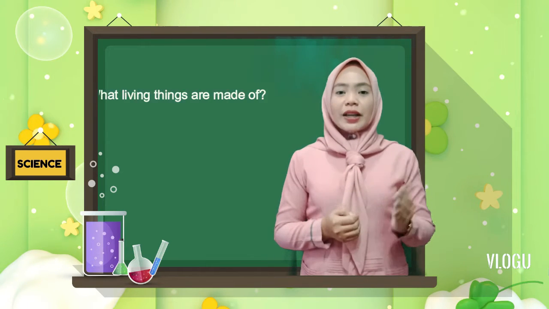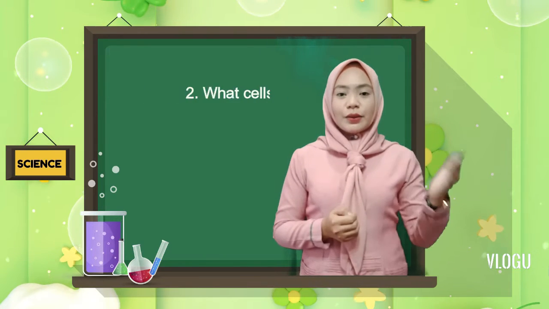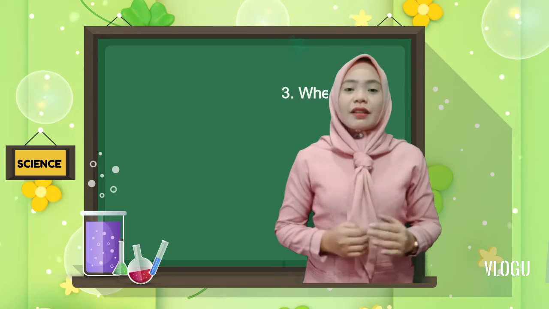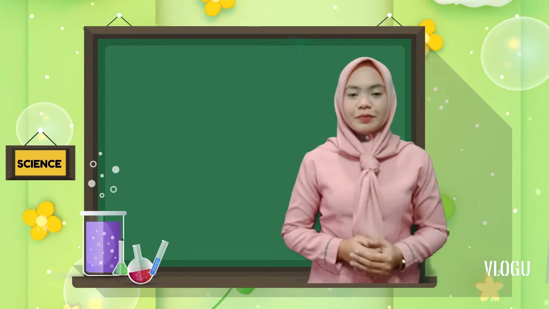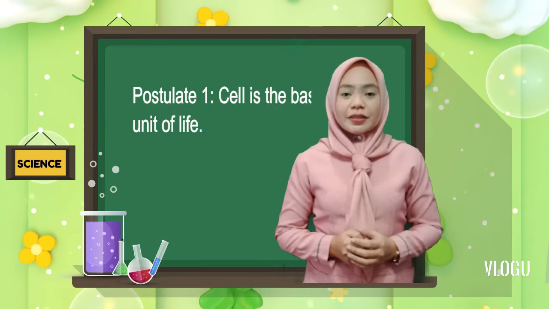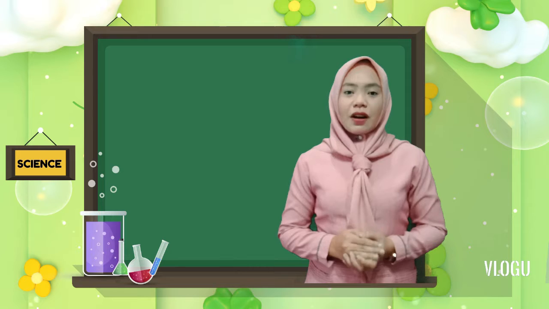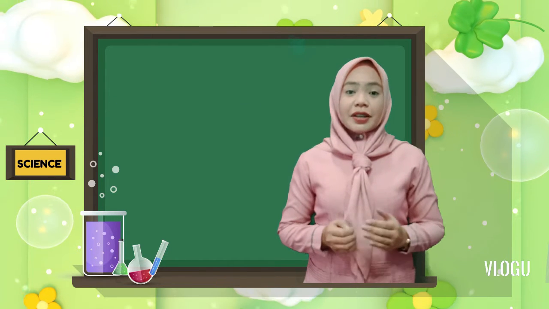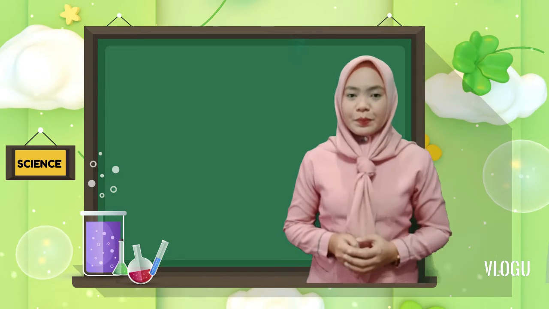Number 1, what living things are made of? Second, what cells can do? Third, where do cells come from? These 3 questions are generally answered by the 3 postulates. The postulate 1 states that cell is the basic unit of life. Second, all living organisms are made of 1 or more cells, regardless of its size, form, and complexities.